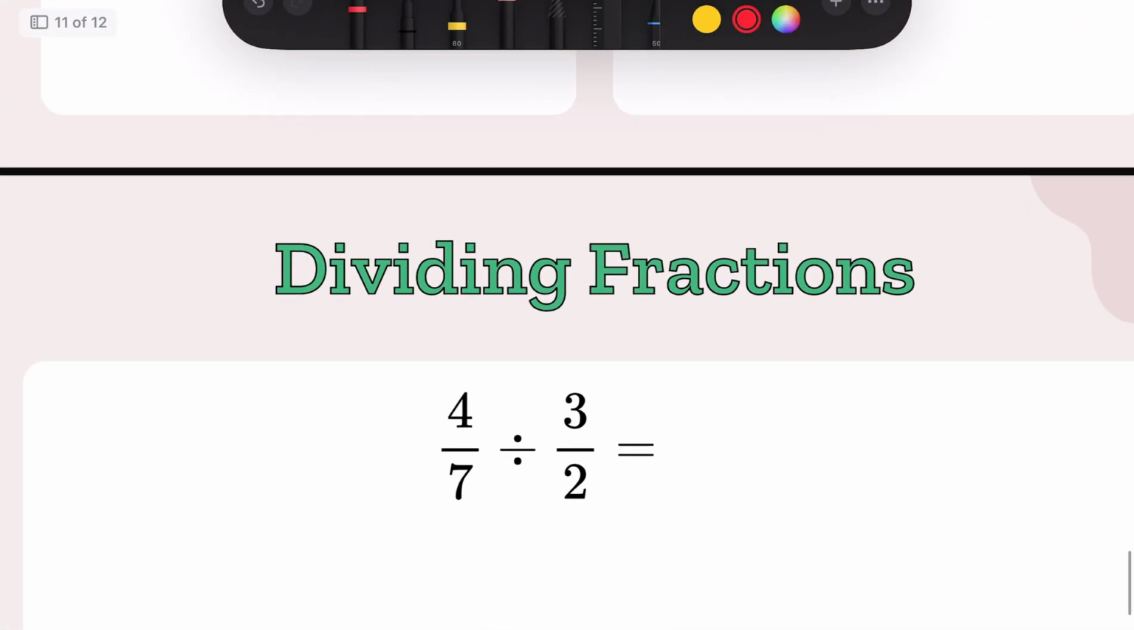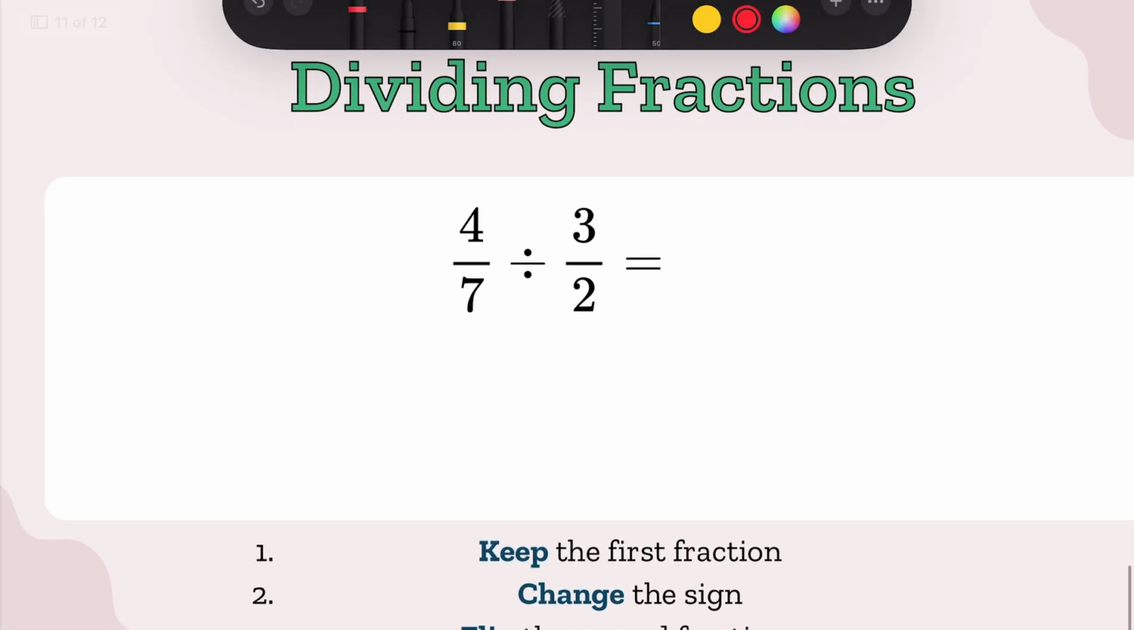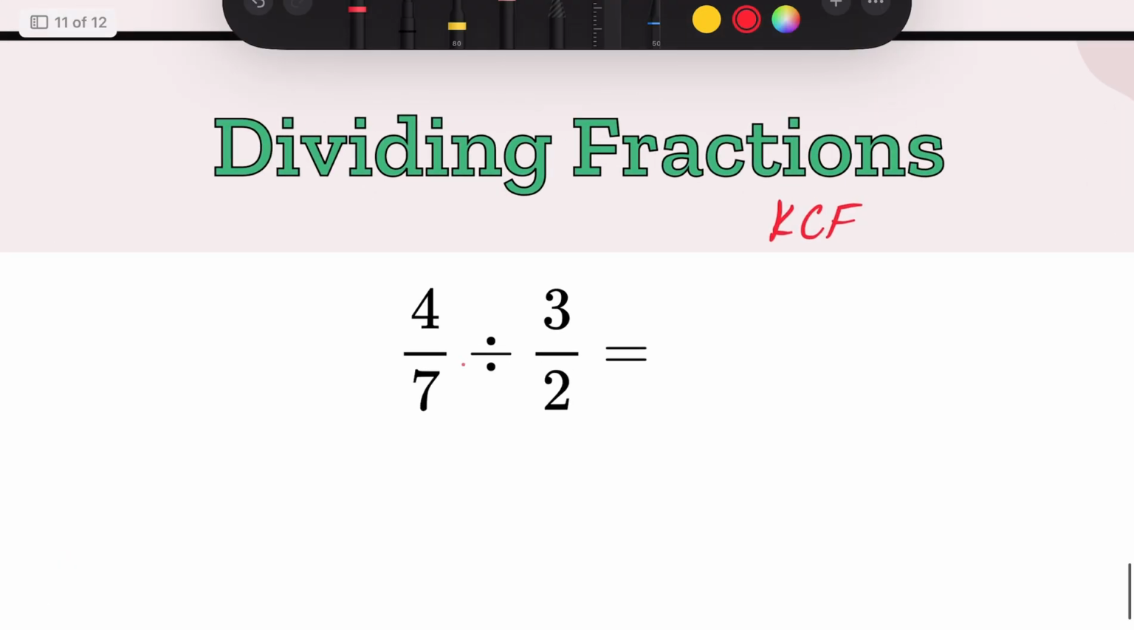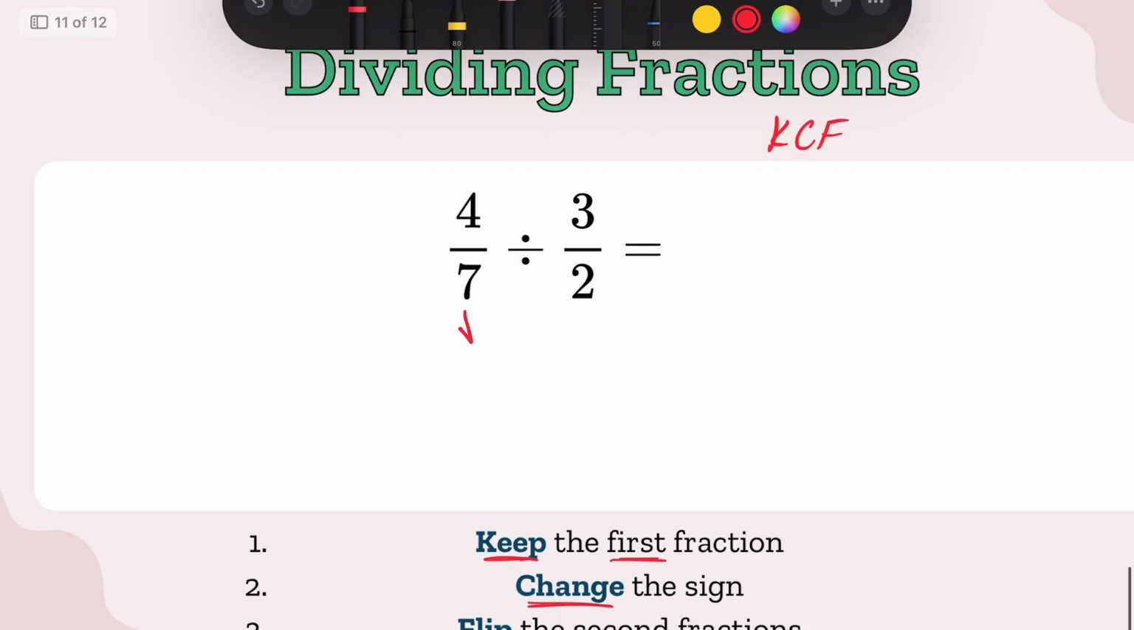Now, the last part of our video is going to be all about dividing fractions. And dividing fractions is probably the trickiest, but once you get the hang of it, it's actually very simple. So the first thing we have to do is keep the first fraction, then change the sign, and then flip the second fraction. An acronym for this is KCF. Keep, change, flip.